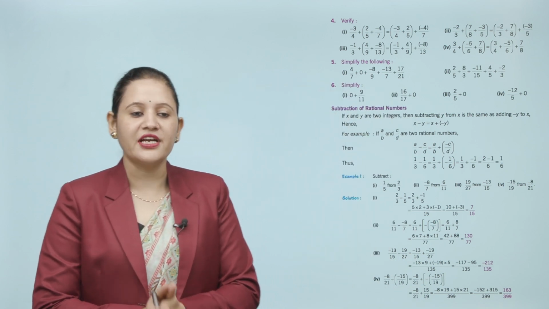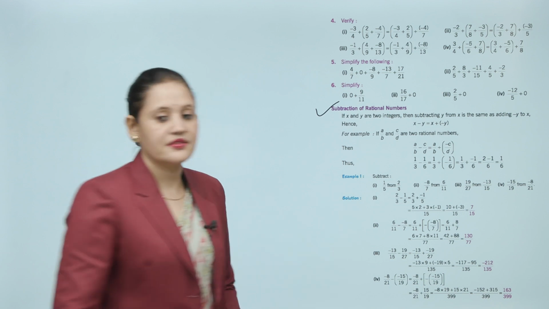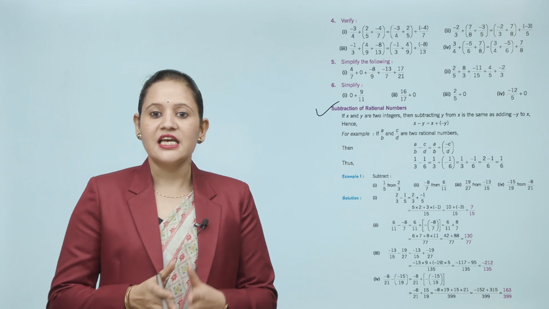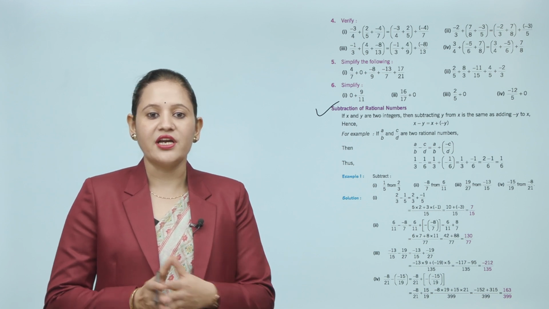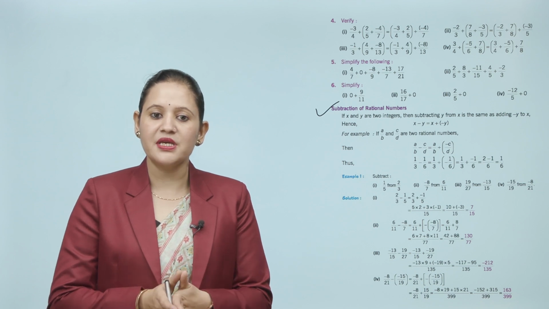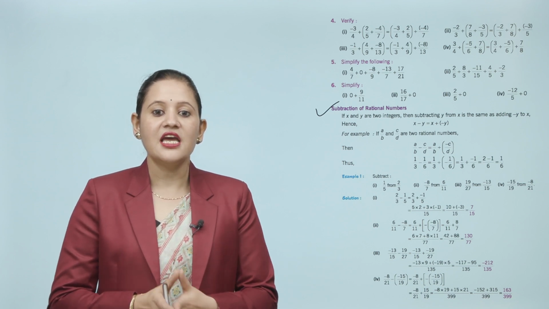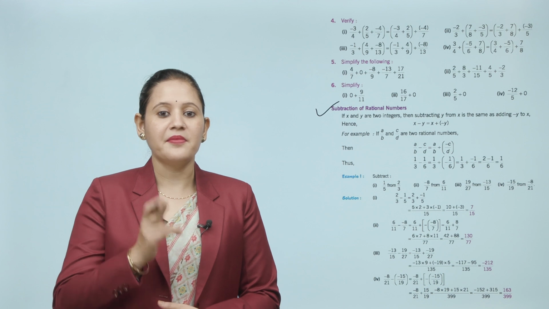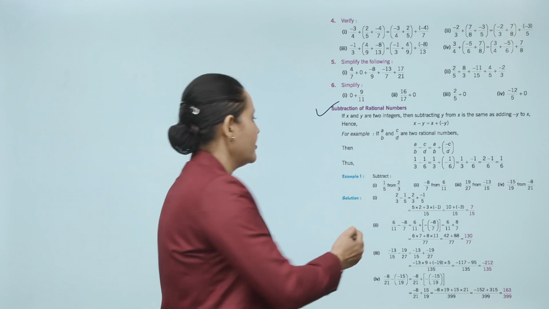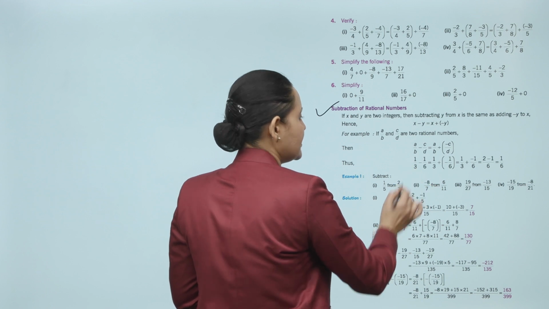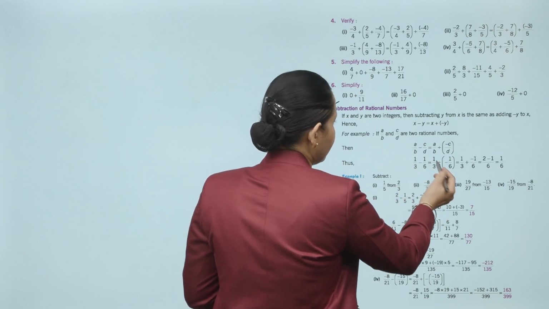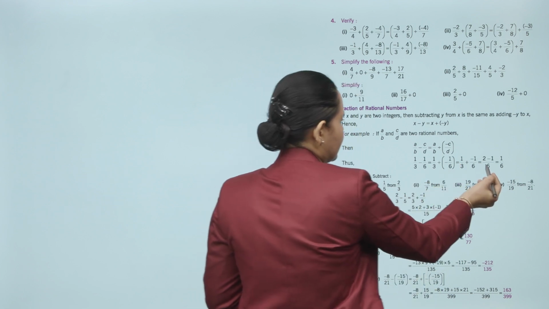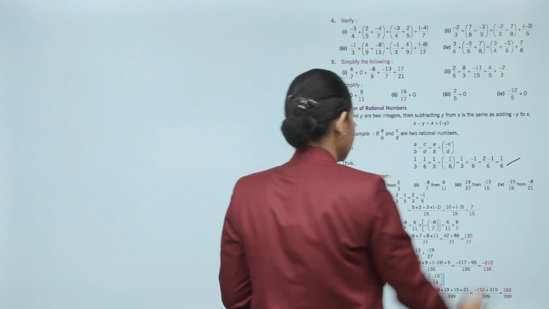Next is subtraction of rational numbers. If x and y are two integers, then subtracting y from x is the same as adding minus y to x. Hence, for example, if a upon b and c upon d are two rational numbers, then a upon b minus c upon d is equal to a upon b plus minus c upon d. 1 upon 3 minus 1 upon 6 equals 1 upon 3 plus minus, हमने अंदर ले लिया, प्लस माइनस अगेन माइनस हो जाता है, 1 अपॉन 6, 6 एलसीएम आ जाएगा, 2 माइनस 1, 1 अपॉन 6.